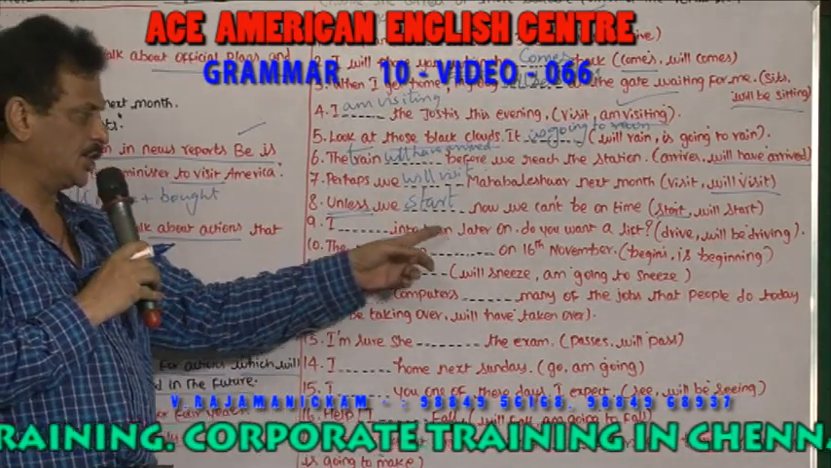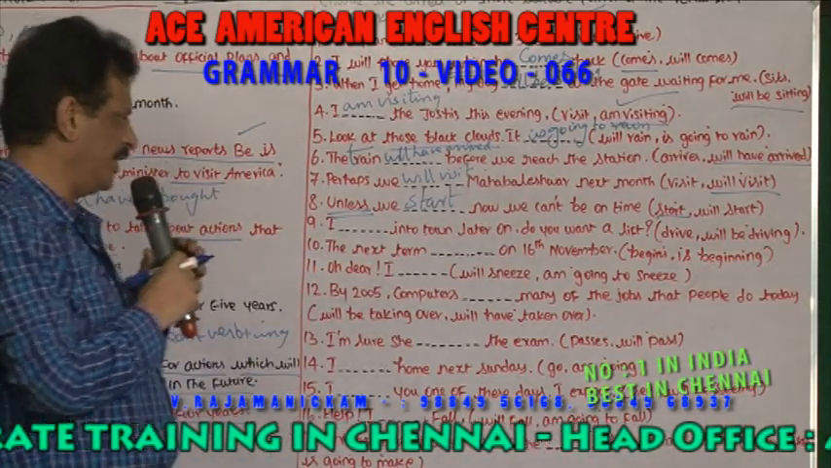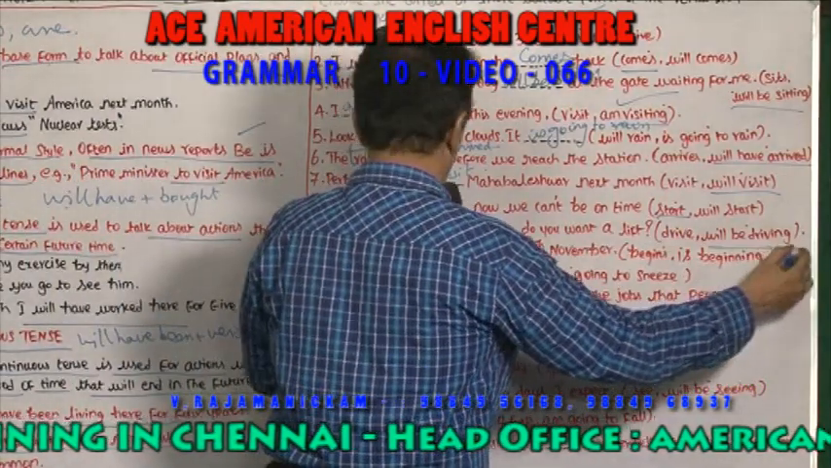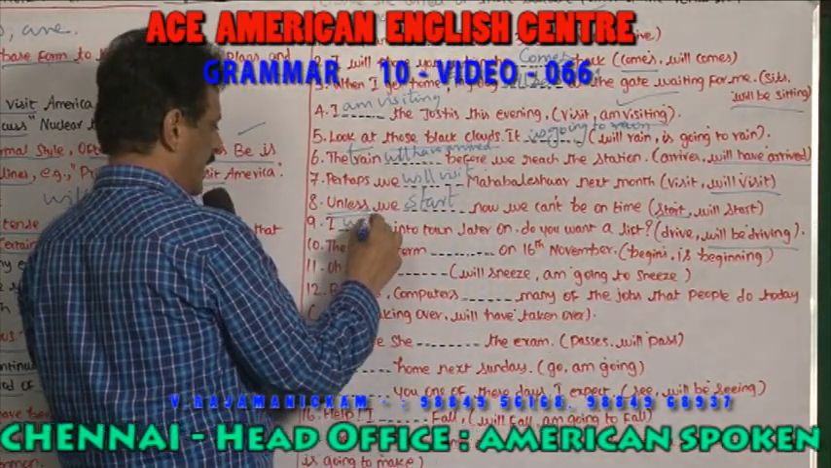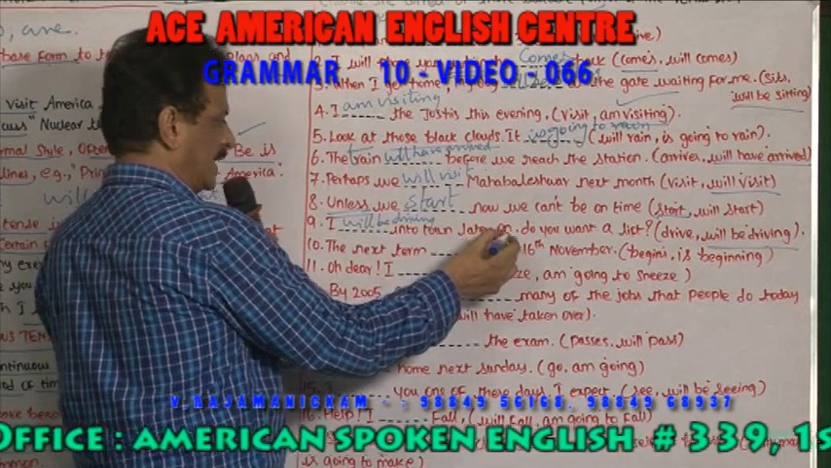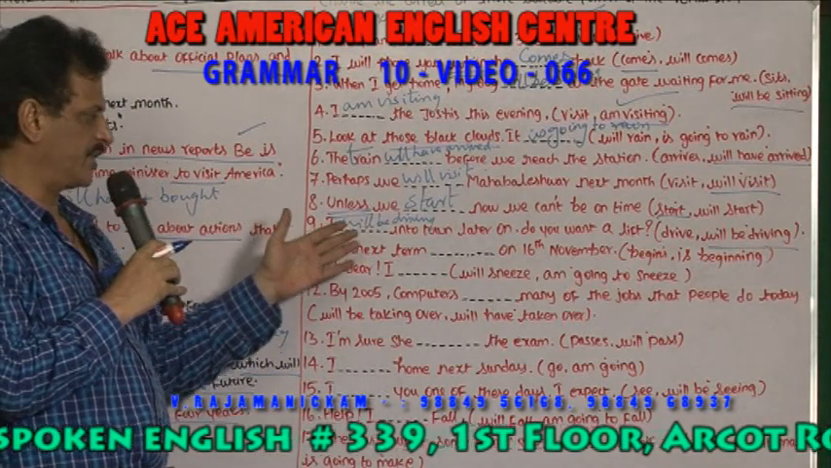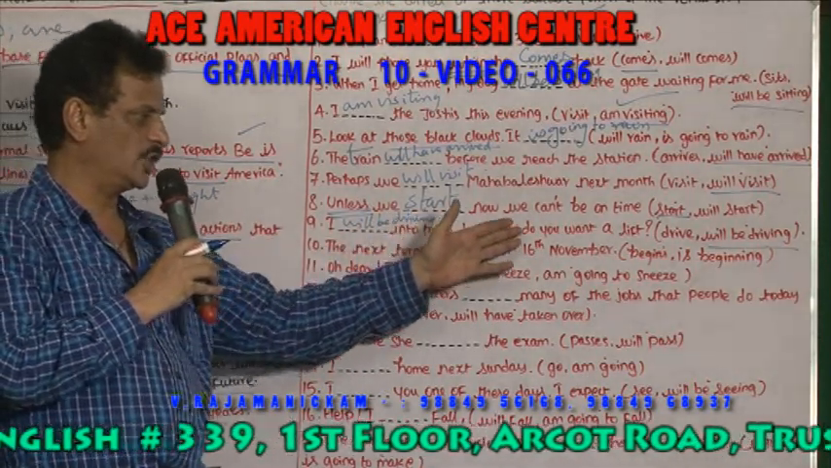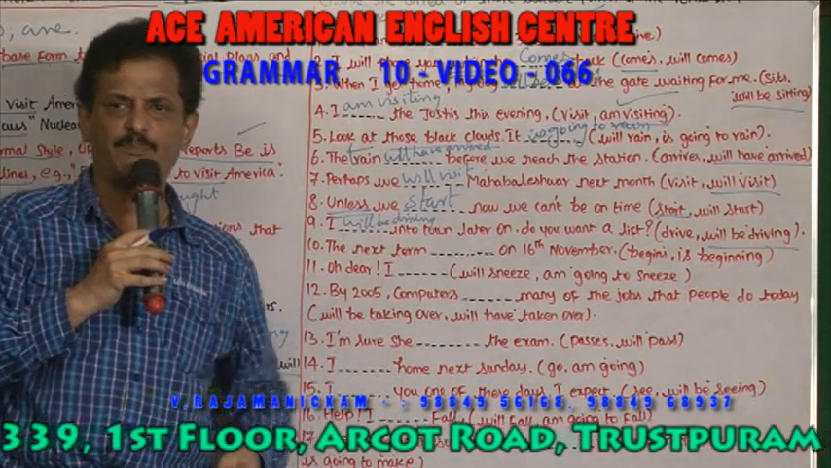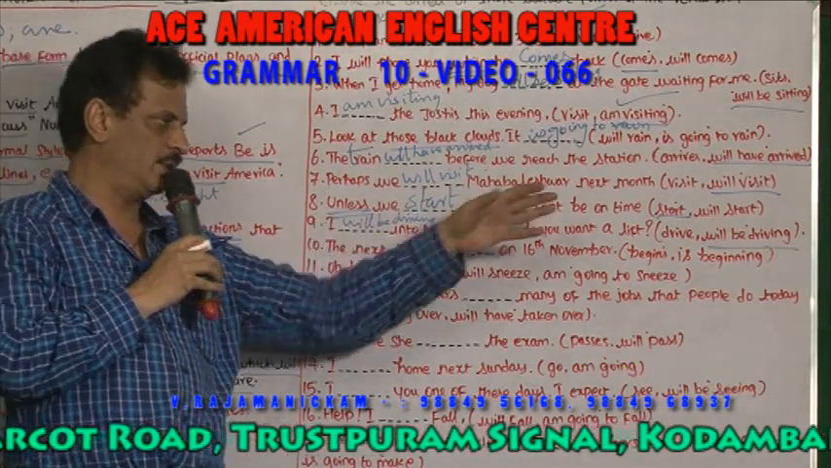I dash into town later on. Do you want a lift? Driver will be driving. I will be driving. Why do you use will be driving? I will be driving into town later on. Do you want a lift? So it is a pre-planned program. As a pre-planned program, you're using future continuous, will be driving.